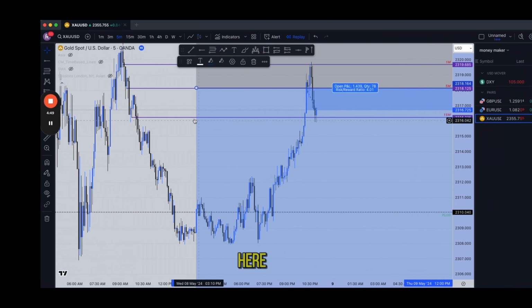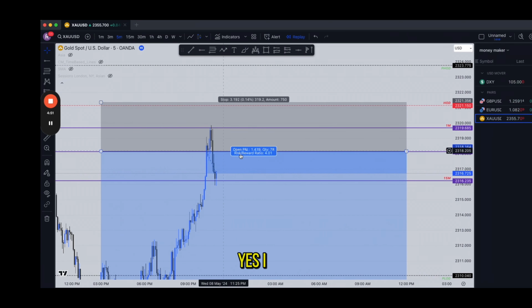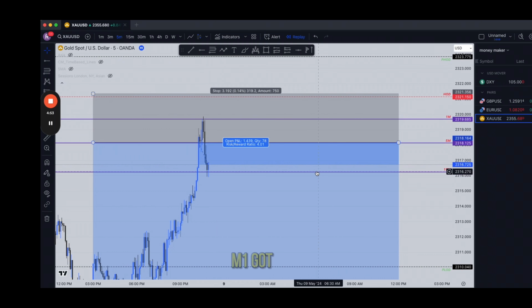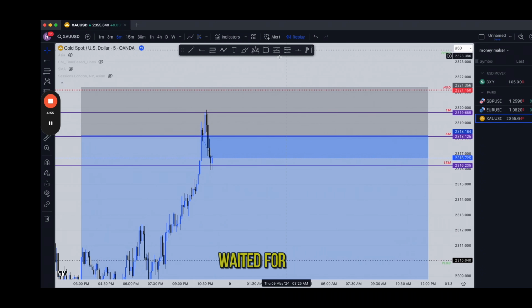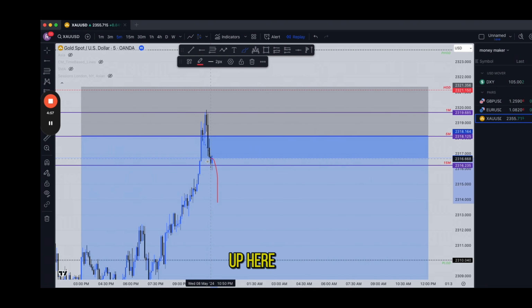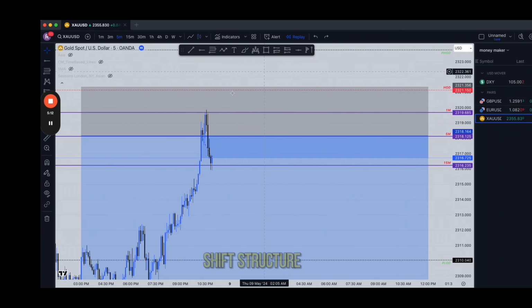So if you look here, yes, I had my entry at the M5, but the M1 got tapped. So what I waited for is I waited for price to come up here. Price came here, I was watching it, but I saw it kept going. So this pullback here, some people would have got baited there. I waited, and I saw it came up to the M1. I probably could have sold off there, but I waited. I waited for price to shift structure.